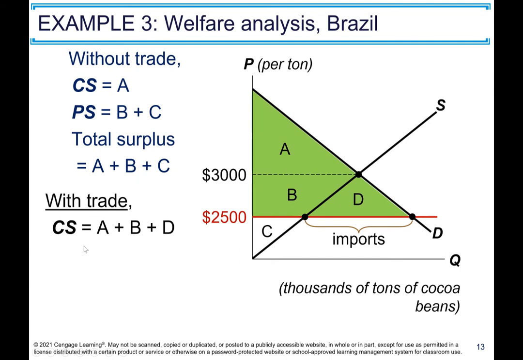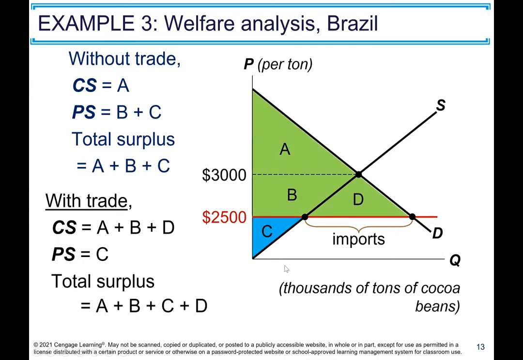With trade, consumer surplus is A, B, and D. Producer surplus is C. Total surplus is A plus B plus C plus D. That area D, that triangle, is the gain from trade.